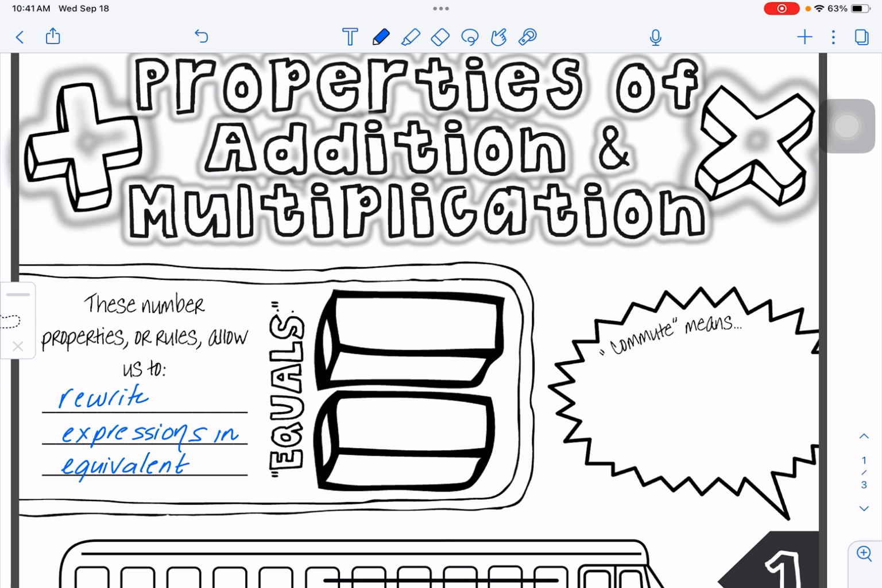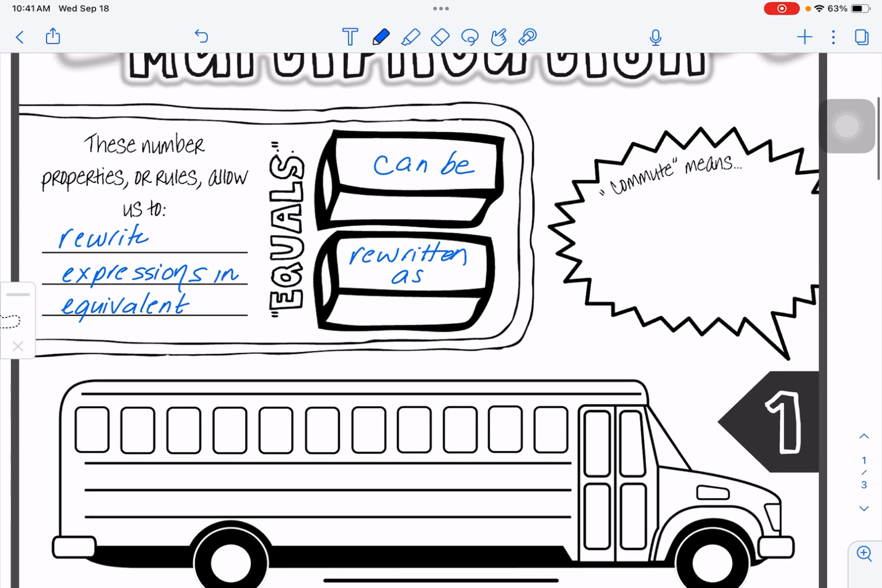So as we rewrite these problems, we're really saying that equals can also be said as can be rewritten as. So when we look at these properties, we're looking at different ways we can rewrite problems, sometimes to make them easier for us to solve and complete.